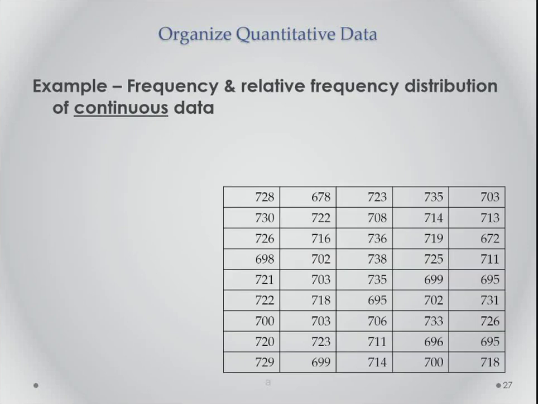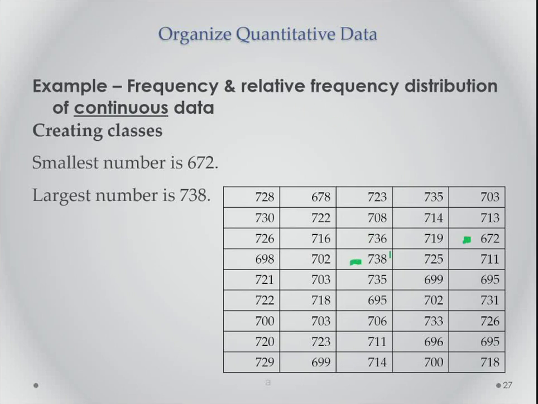Let's look at our example. So we have all this continuous data, and we're going to create a class. Our smallest number in here is 672. 738 right over here is our largest number. The first thing, like I was saying, is we do this math. So we subtract 672 from 738. I'm going to pick 7 classes, just so that you see how it works, and we'll tweak this in a little bit. 7 into this difference here is 9.4. Then I'm going to round up to 10. Nice even number of 10.